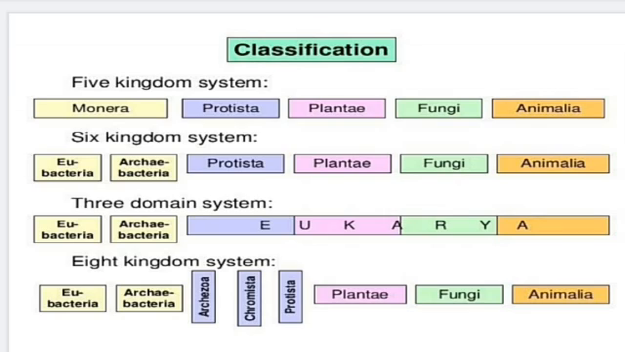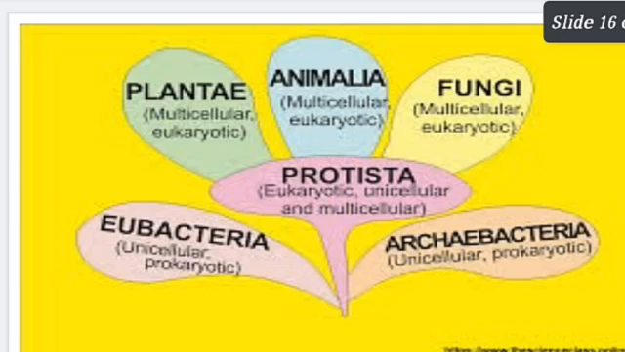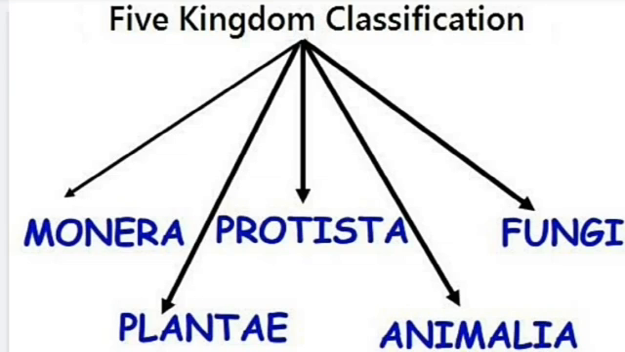Later on, Linnaeus classified the system into two kingdoms, that is Plantae and Animalia. But later on, in 1969, R.H. Whittaker proposed a five kingdom classification, that is Monera, Protista, Fungi, Plantae, and Animalia.